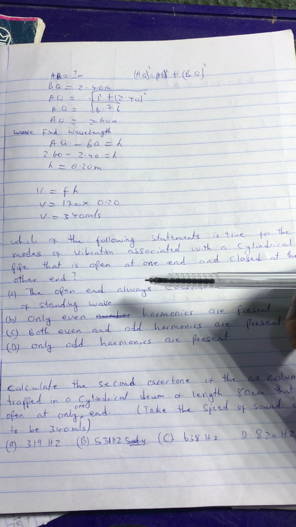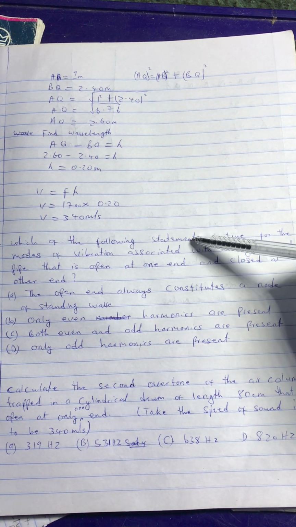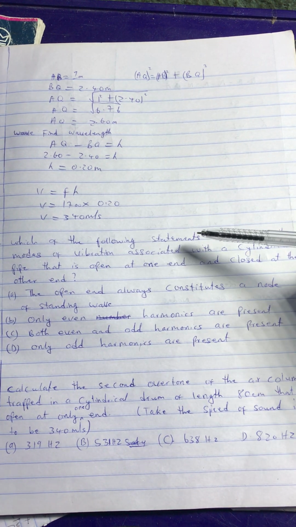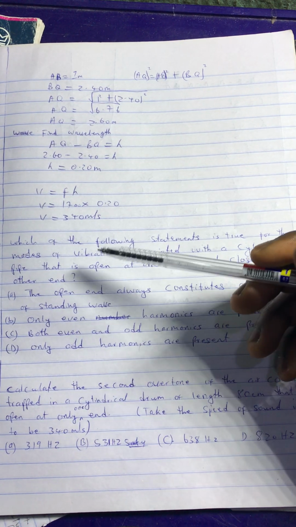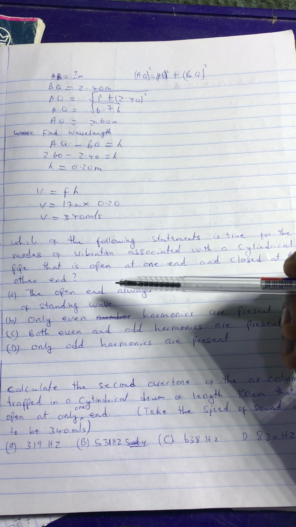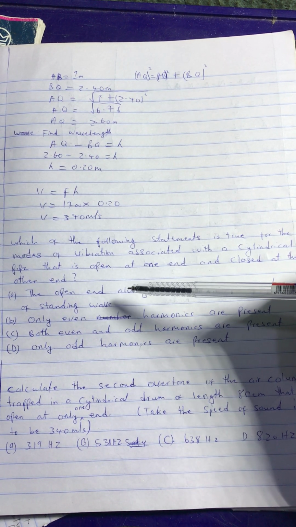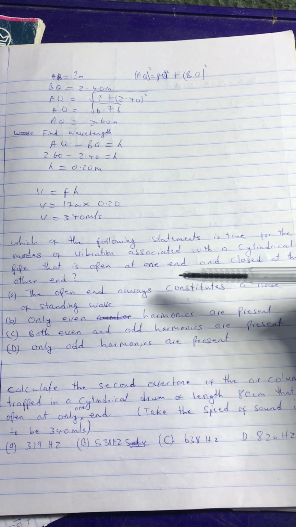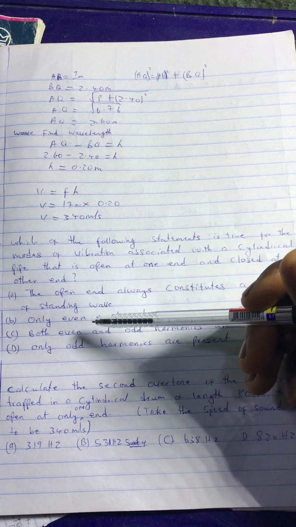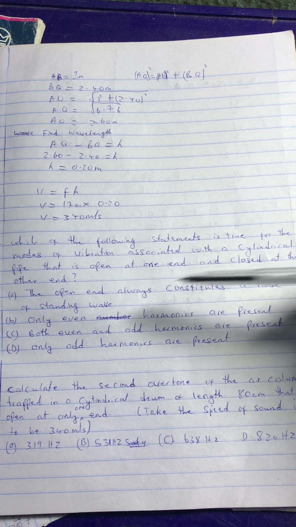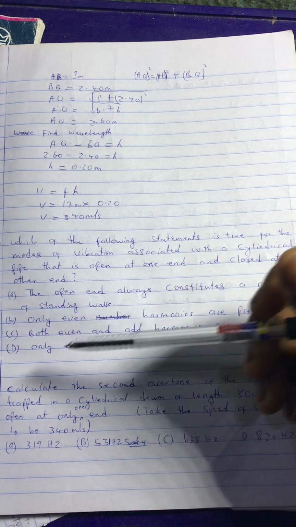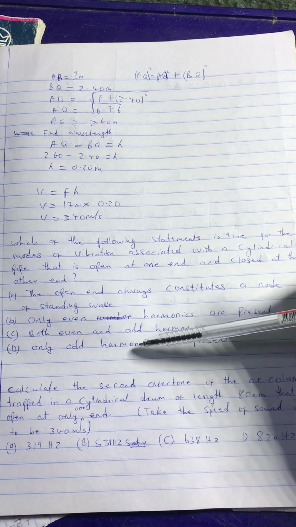I go again. It says, which of these following statements is true for a mode of vibration associated with a cylindrical pipe that is open at one end and closed at the other end? The options are: A, the open pipe end always constitutes a node of a standing wave. B, only even harmonics are present. C, both even and odd harmonics are present. D, only odd harmonics are present.